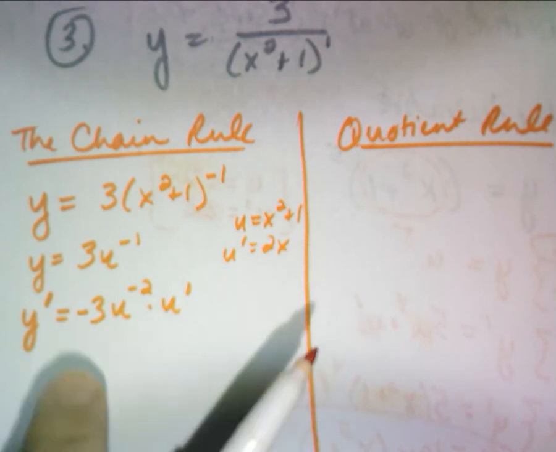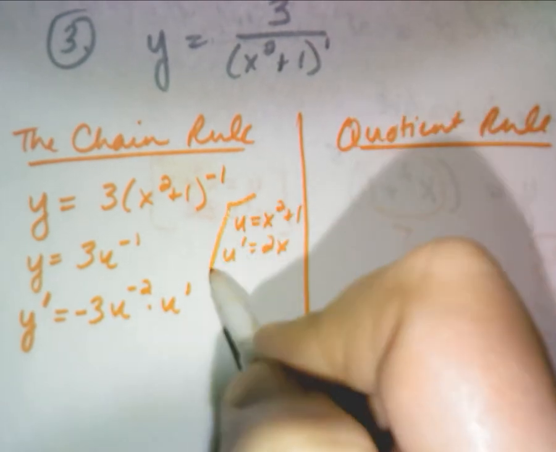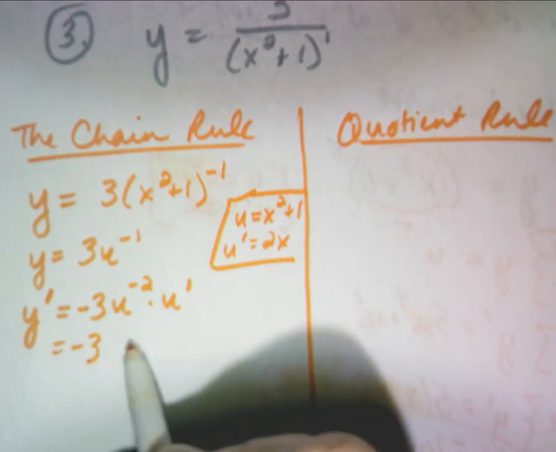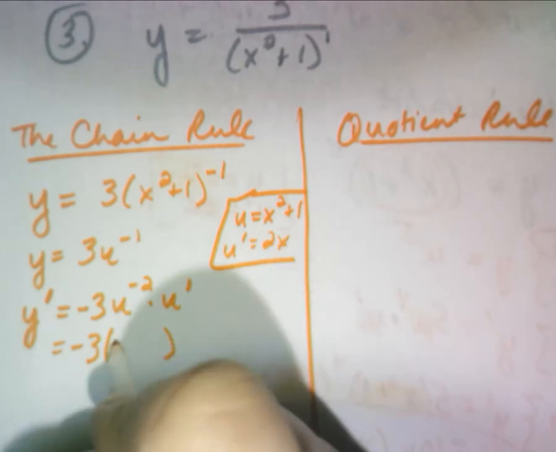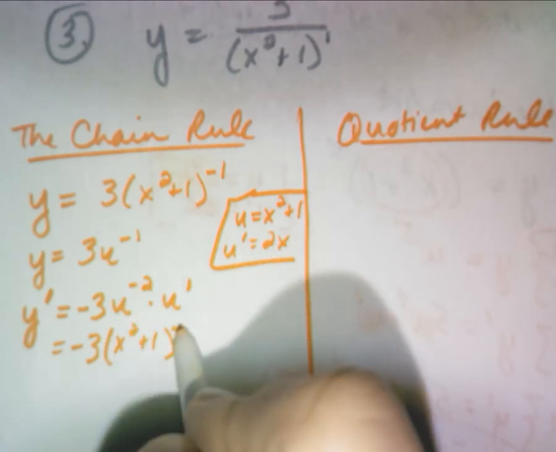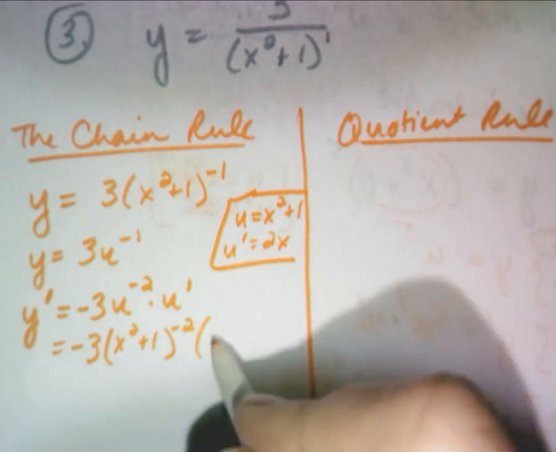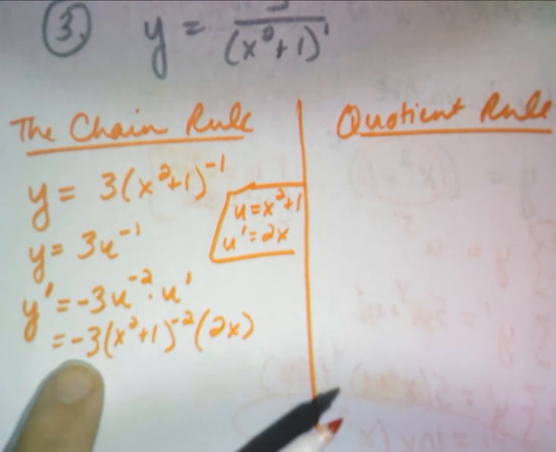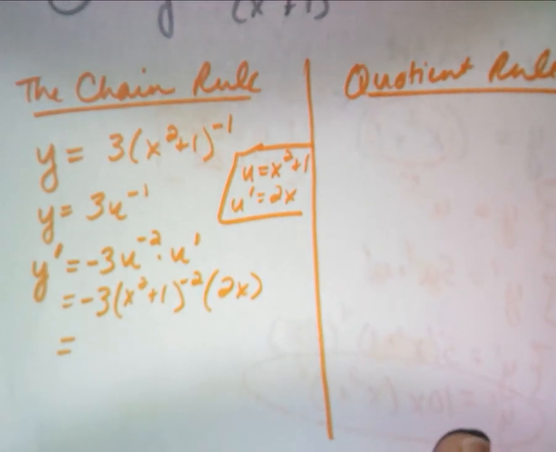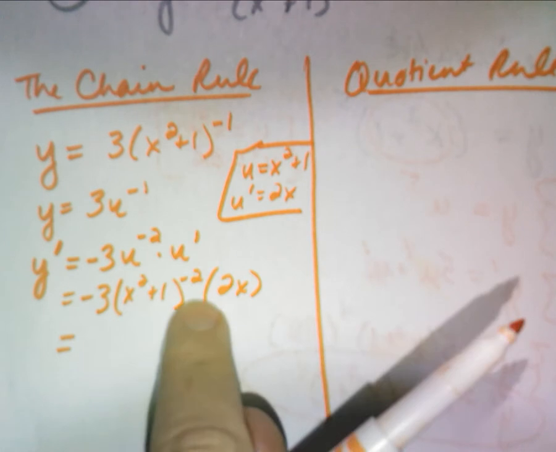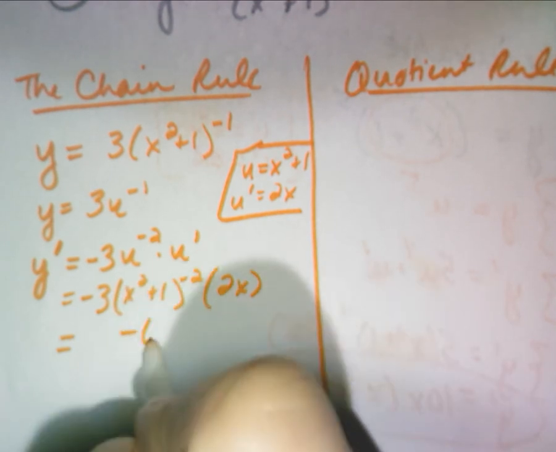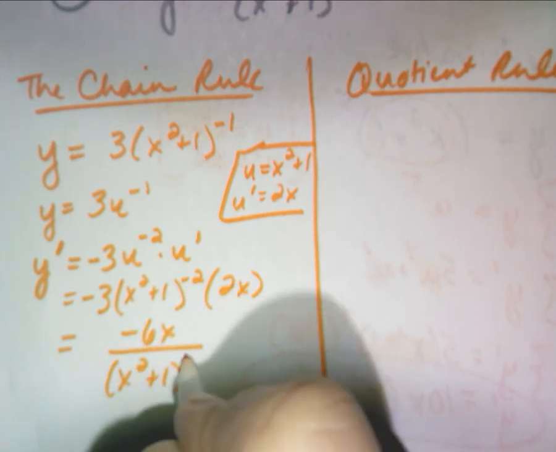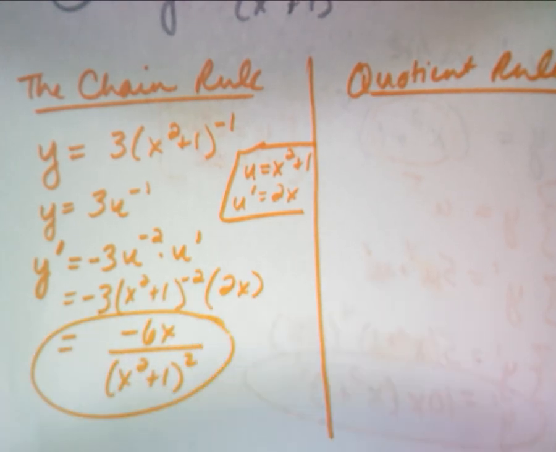Once I take the derivative, replace those u's that you have written over here. So I would have negative 3, instead of u, I would have x squared plus 1 to the negative 2 power times the chain, which is 2x. Now let's just talk about what this looks like. What's negative 3 times 2x? Negative 6x. And where does this actually belong? On the bottom, so it'd be negative 6x, which just goes to the top. This goes to the bottom as x squared plus 1, squared. That is the actual derivative.